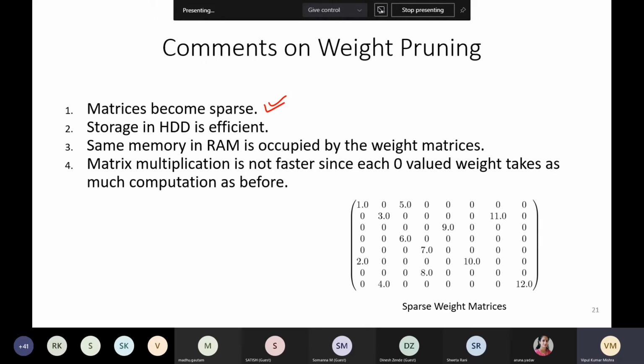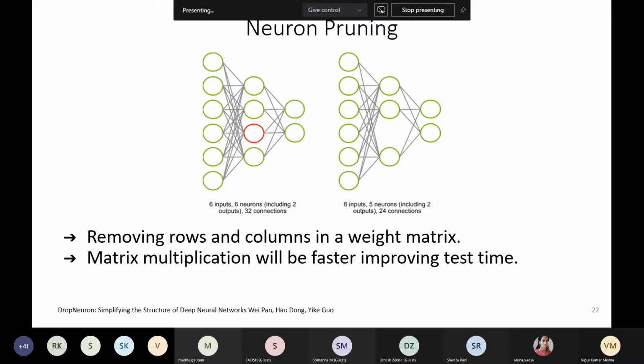So that definitely improves speed, but the memory requirement will remain the same. So you can say the space complexity will remain the same. Then there is another technique. Instead of weight pruning, there is neuron pruning, right? So what is neuron pruning saying?